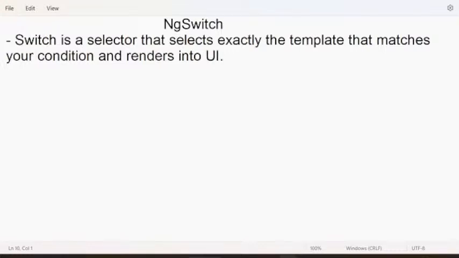Because what is the problem you already saw? What is the problem in content projection is we have to create a template separately. We have to render the template separately. We need a lot of logic behind it. But this makes it simple. If there are many conditions, you can easily handle. How?